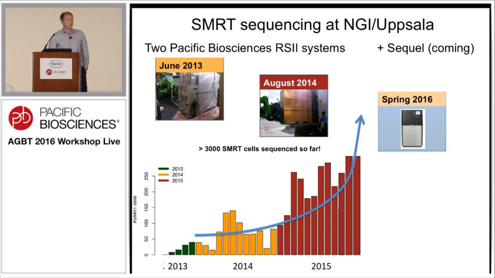When it comes to smart sequencing, we currently have 2 of the PacBio RS2 systems installed in Uppsala. The first one was installed in 2013, and then we decided to get another one the following year. So far we've been sequencing more than 3,000 smart cells on these instruments, and they're running pretty much at full capacity all week. We're hoping soon to be able to increase the throughput by using this SQL system that we hope will be delivered during the spring.